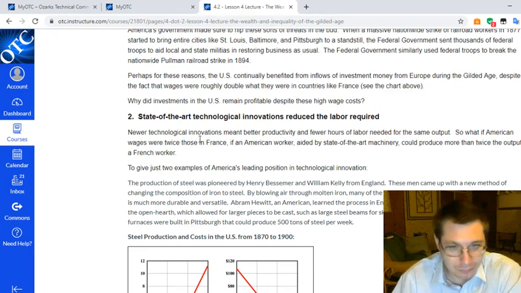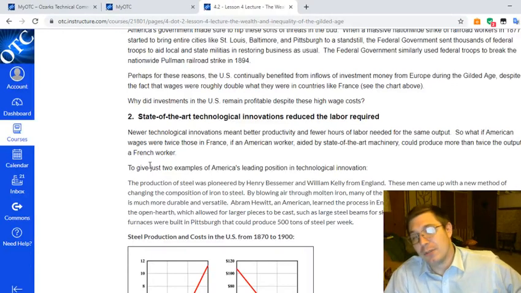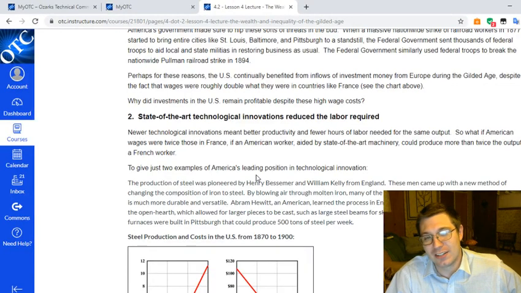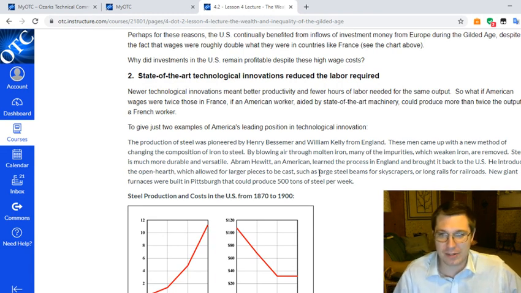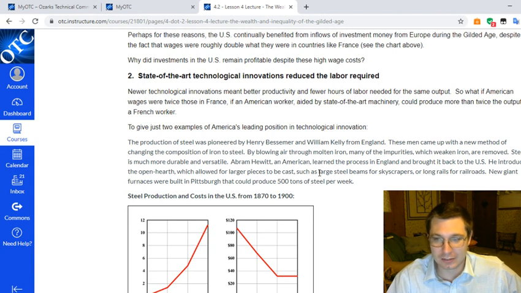To give just 2 examples of America's leading position in technological innovation, first consider the production of steel, which was pioneered by Henry Bessemer and William Kelly in England. These men came up with a new method of changing the composition of iron to steel, by blowing air through the molten iron, many of the impurities which weakened iron are removed. Steel is much more durable and versatile.